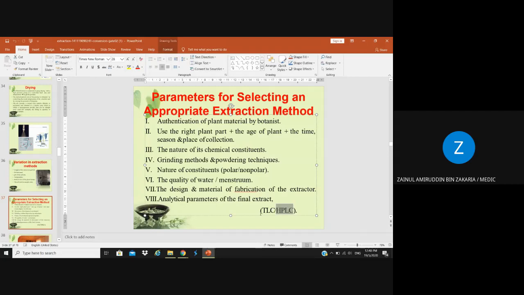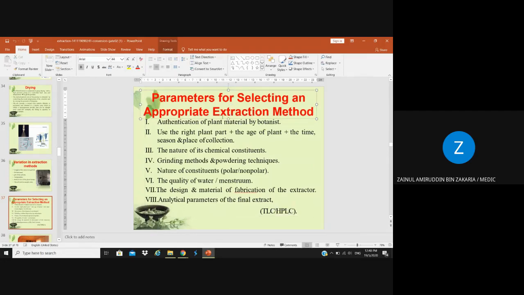So this kind of thing also will determine the extraction method. If you want to use GCMS, then you should know that it should be organic solvent extraction. It should not be water extraction.